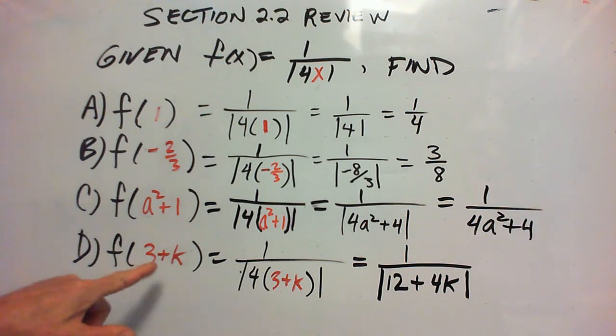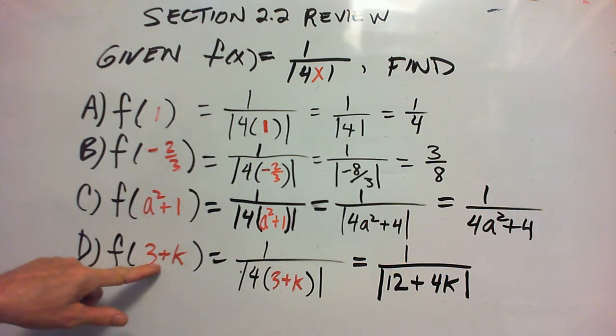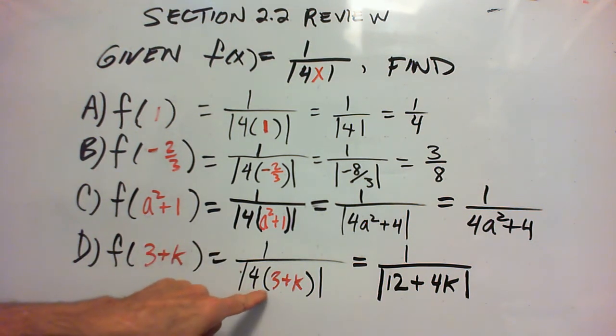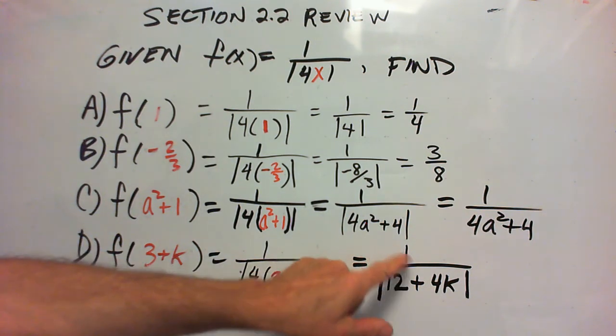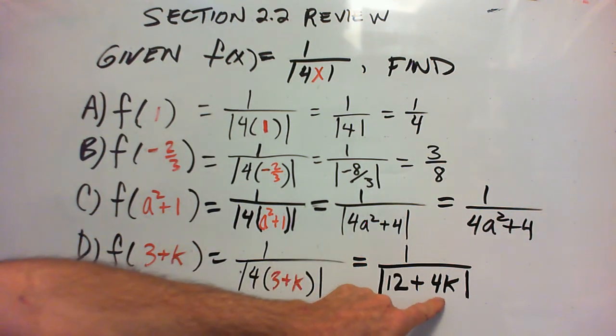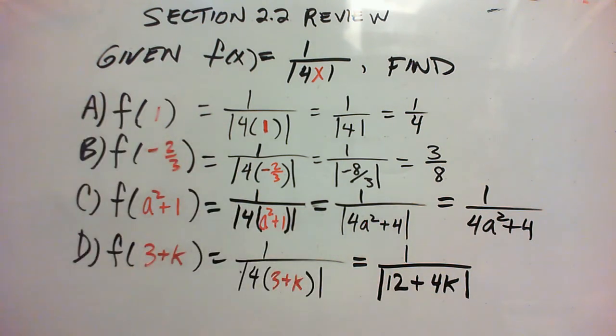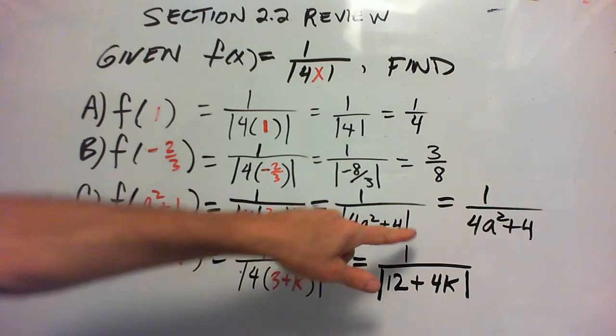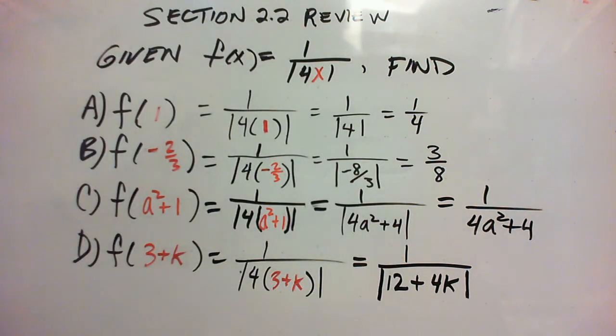Okay, and in our final part, we're plugging 3 plus k in for x. And when we do that, we get 1 over absolute value of 4 times 3 plus k. When we distribute it, it's 1 over 12 plus 4k in absolute value bars. Can we drop these absolute value bars? We could on all the other three parts, but what about this one?